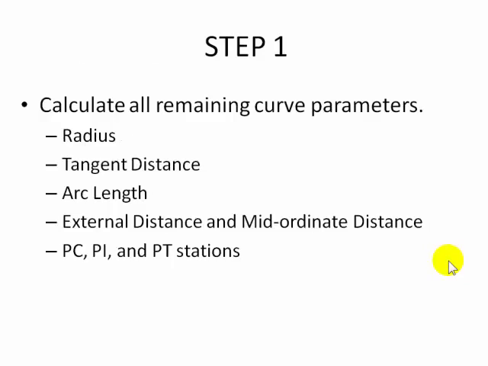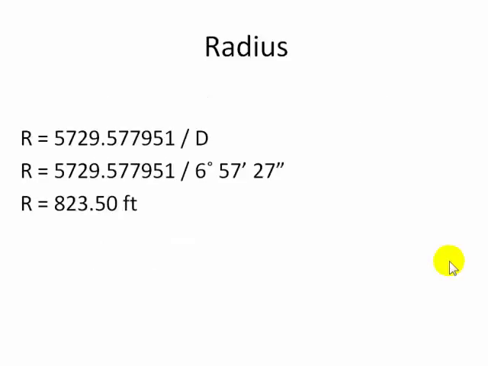So, step one. In order to do this, we need to calculate all our remaining curve parameters. So we'll come up with the radius, the tangent distance, the arc length, the external distance, and the mid-ordinate distance, and then the PC, PI, and PT stations. In our case, we already know the PI station. So we can simply use our equations that are listed in the previous slide.